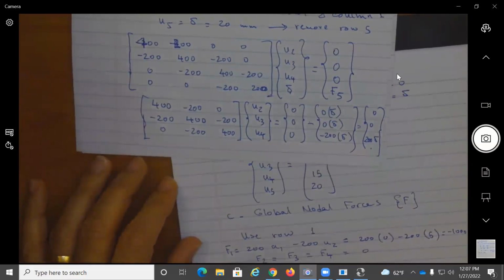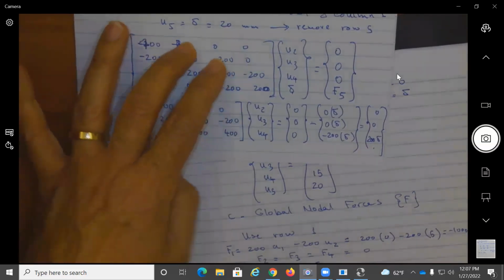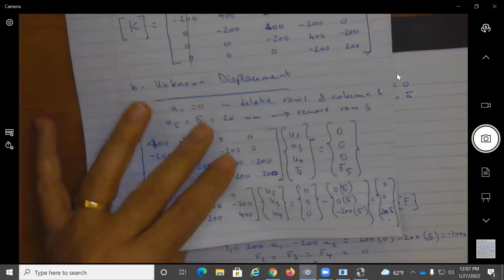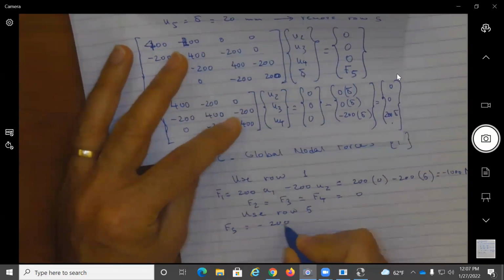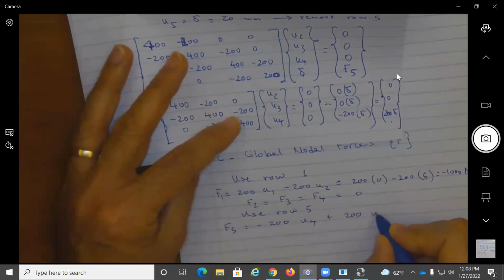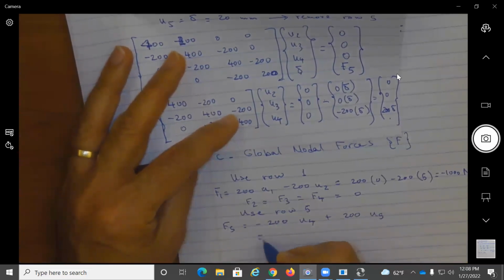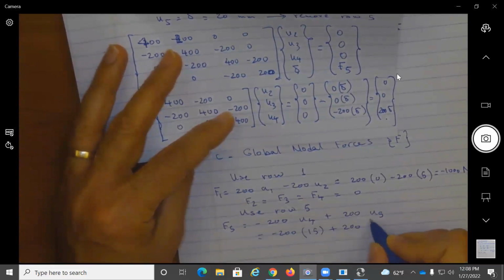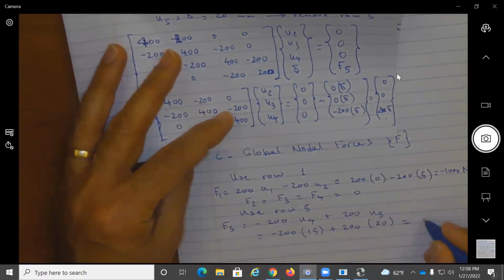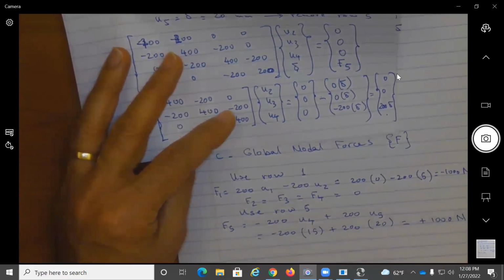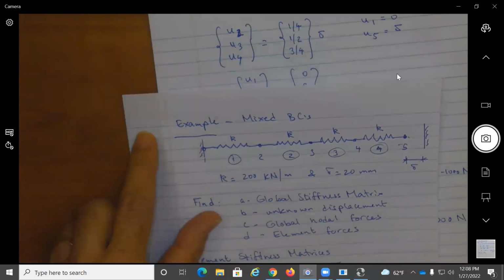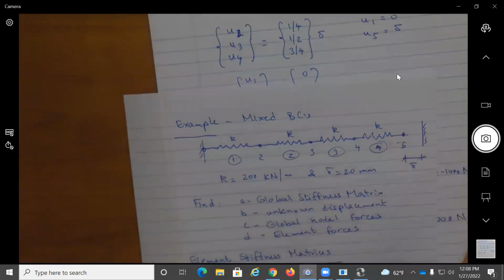For F5, we use row 5. If we look here at row 5, I have 3 zeros, and then I have a minus 200 and 200. So we get here a minus 200 U4 plus a 200 U5, which is equal to minus 200 times U4, which is 15, plus 200 times U5, which is 20. When I do the math, this is equal to plus 1,000 Newton. Which is, I have here a minus 1,000 pulling back, and here I need a 1,000 to pull me to the right, which makes sense.